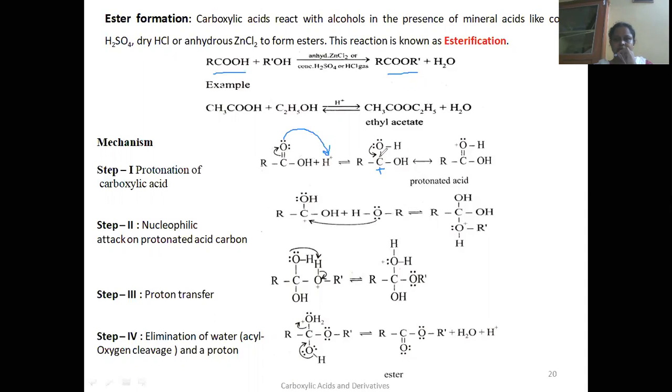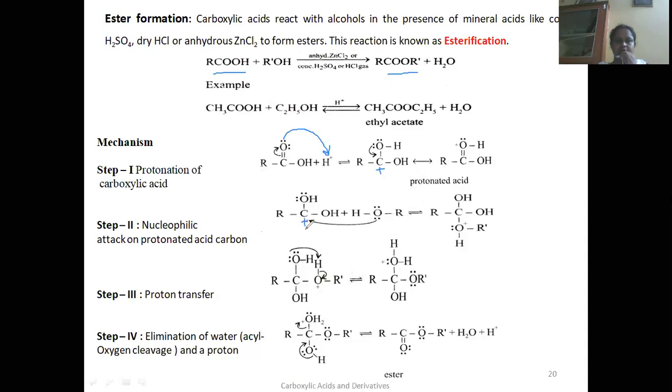So 1, 2, 3, what is the valency of carbon? 4. So there is a shortage of electrons here, so it will get a positive charge. Now write this molecule here in the second step.